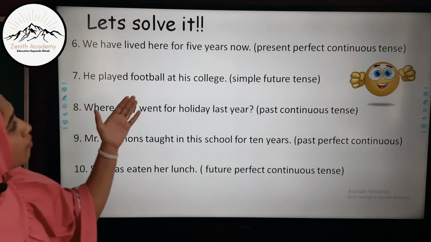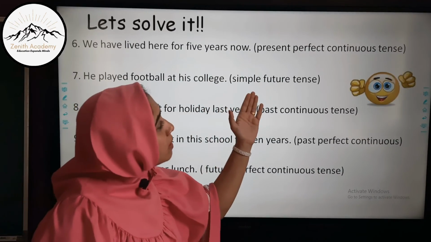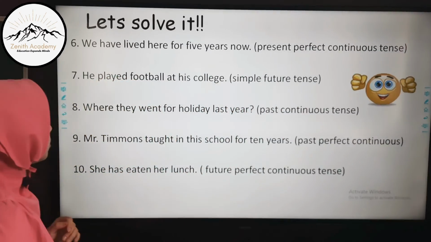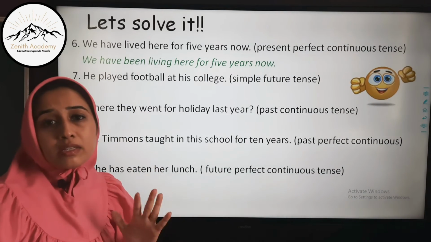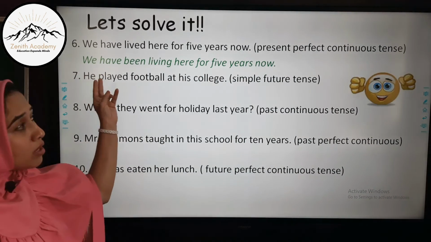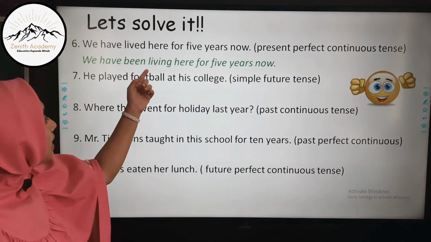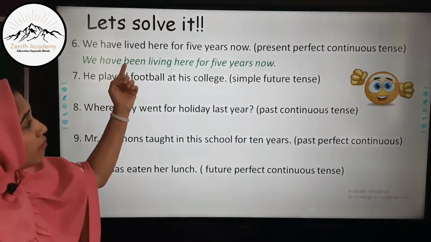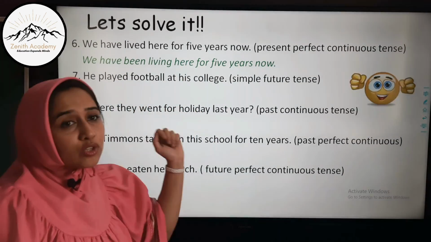We have lived here for 5 years now, and we have to convert this into present perfect continuous tense. So the sentence becomes, we have been living here for 5 years now. Have because it is present tense, been because it is perfect tense, and living, the ing form of the verb live, because it is continuous. Next is, he played football at his college.